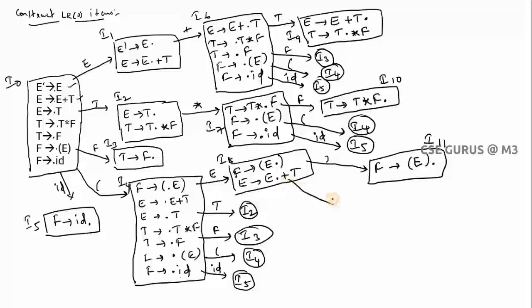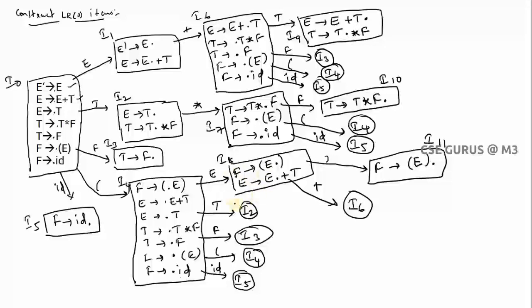Now the next thing you can observe here, what you need to scan: plus. What happens? E tends to E plus dot T. What is E plus dot T? Dot T means T productions. T productions means F productions. So can I say it is I6? You can see, so this is I6.